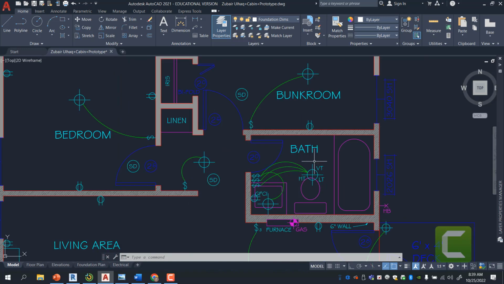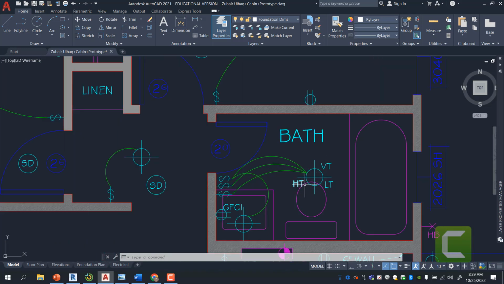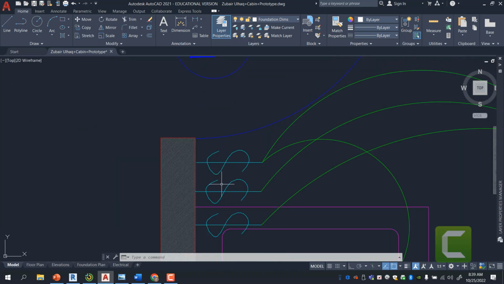Now, if you see this fixture and it has all this writing on it, VT stands for vent, HT stands for heater, and LT stands for light. This is a multifunctional fixture. Now, this is a three-way switch being indicated as 3 S's on the plan.